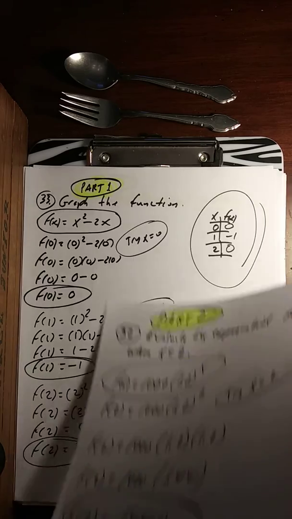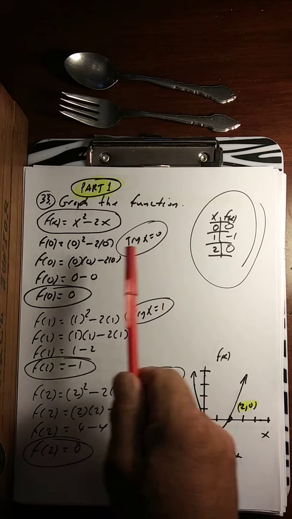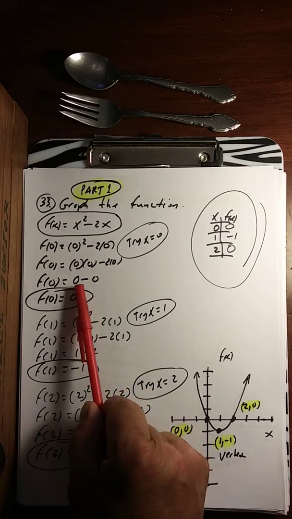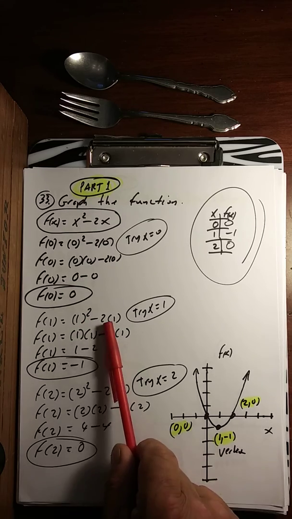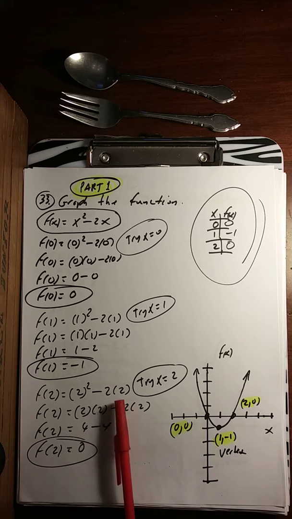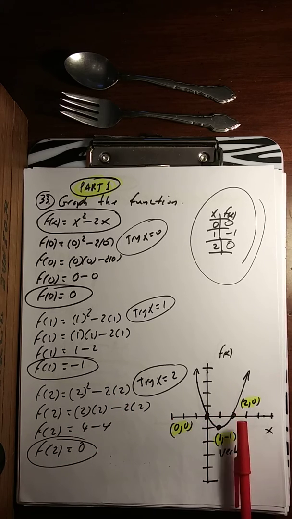Alright, next page. Graph this. So I'm going to try some numbers. 0: 0 squared is 0, 0 minus 0 is 0. Done. 1: 1 times 1 is 1, and minus 2 is negative 1. 2: 2 times 2 is 4, minus 4 is 0. So we got (0, 0), (1, negative 1), (2, 0). Connect the dots.